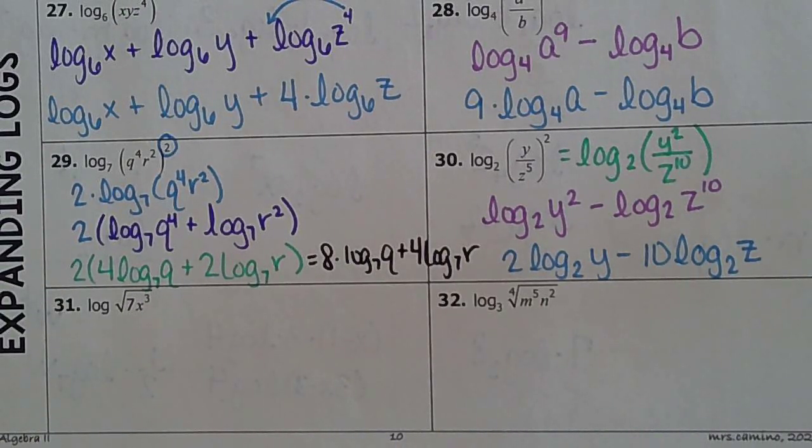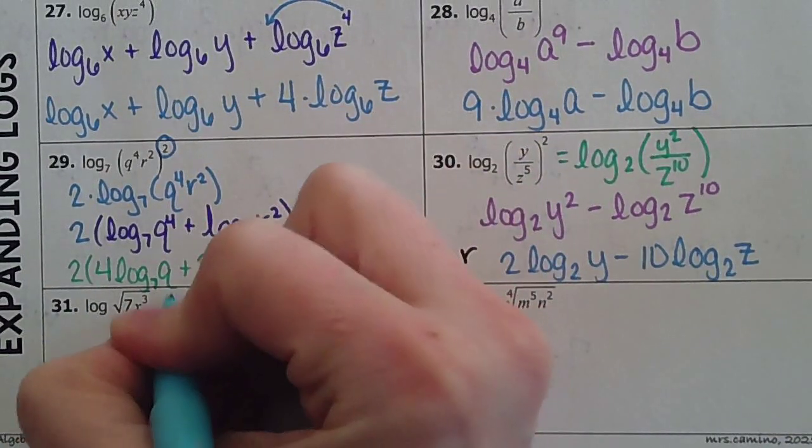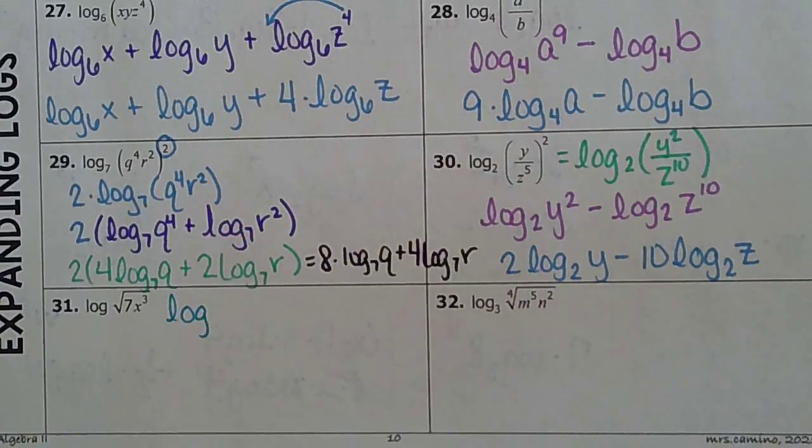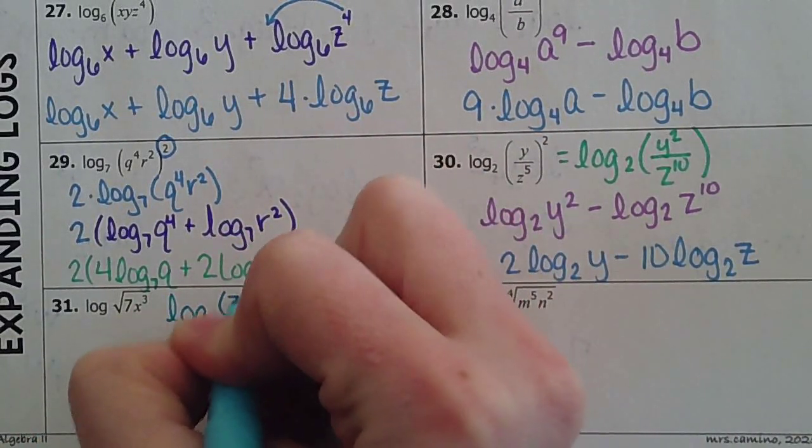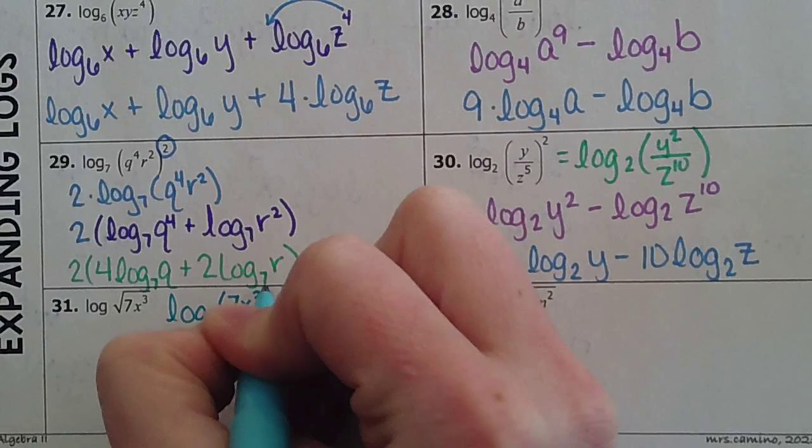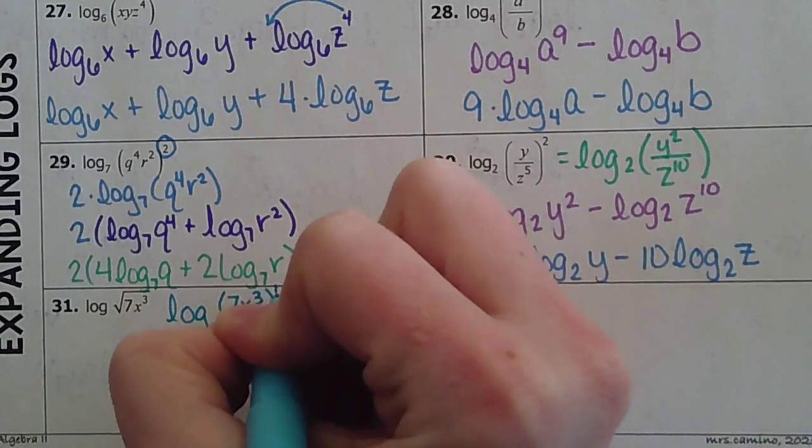I'm going to help get you started on 31. I have log of a square root. Square roots kind of don't work well with logs, so the very first thing I do if I see a radical is I change it into a rational exponent. So I'm going to rewrite this as log of 7x cubed to the 1/2.